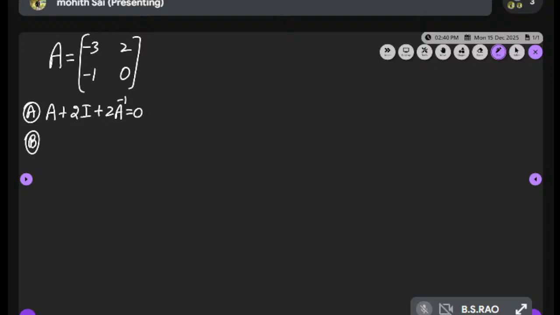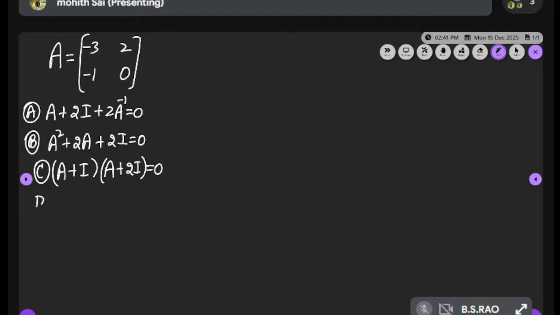Option B: A square plus 2A plus 2I equal to 0. Option C: (A plus I) into (A plus 2I) equal to 0. Option D: e power A equal to 0.